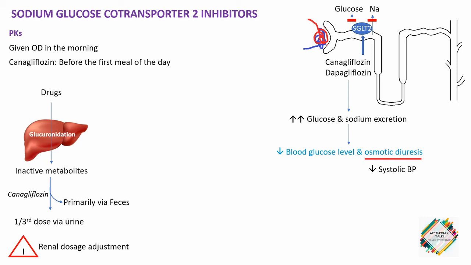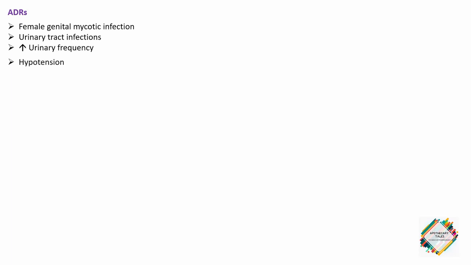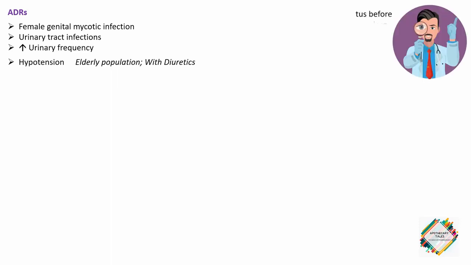And the most common adverse effects with these SGLT2 inhibitors are the female genital mycotic infections, for example, vulvovaginal candidiasis, as well as urinary tract infections and urinary frequency. Hypotension has also occurred, particularly in the elderly or patients on diuretics. Volume status should be evaluated prior to starting these agents.